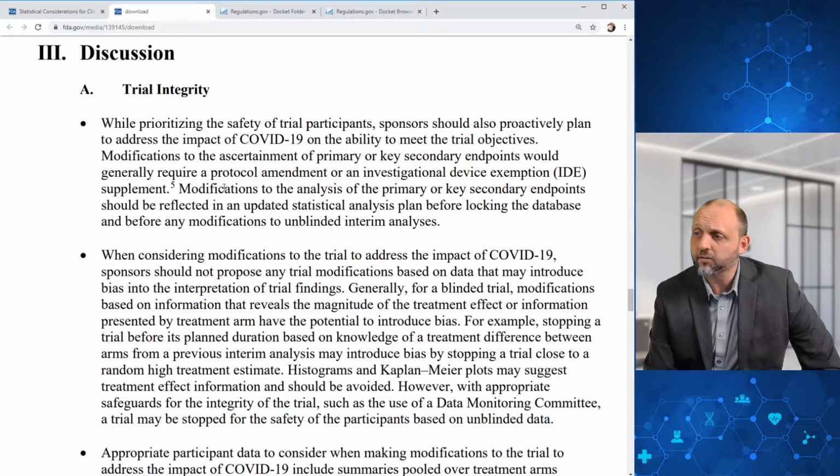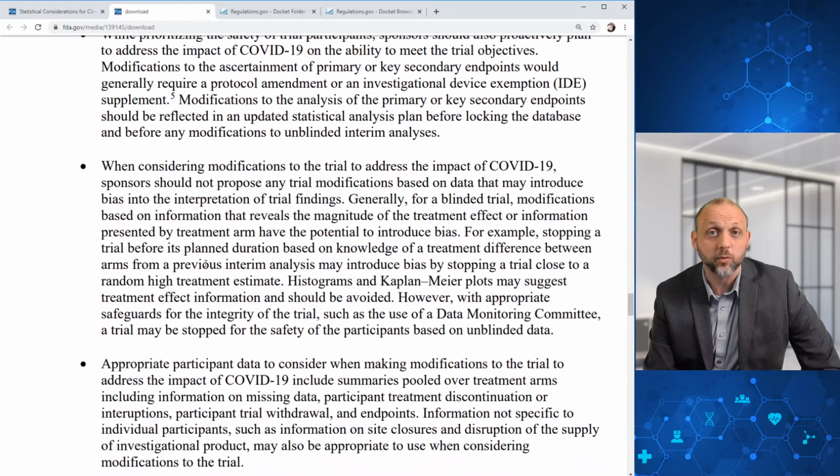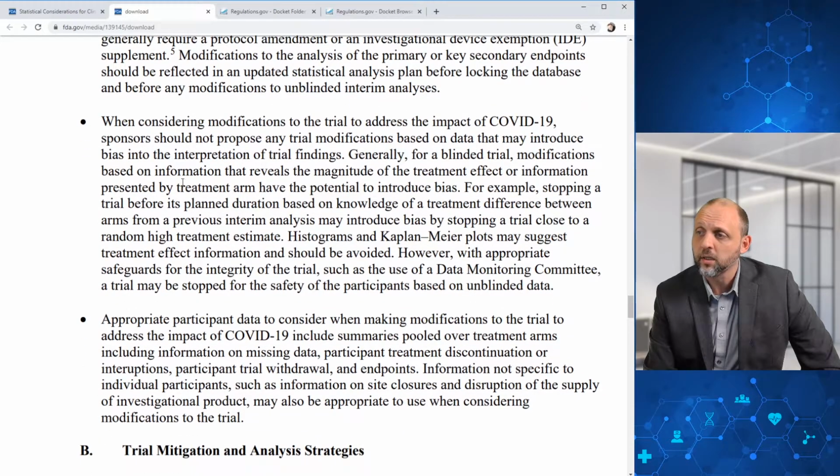And modifications to the analysis of the primary or secondary endpoints should be reflected in an updated statistical analysis plan before locking the database and before any modifications to unblinded interim analyses. Some of the reason for that is in this second point that we really want to take away from today's video, which is around reducing bias, not introducing bias into the interpretation of trial findings.